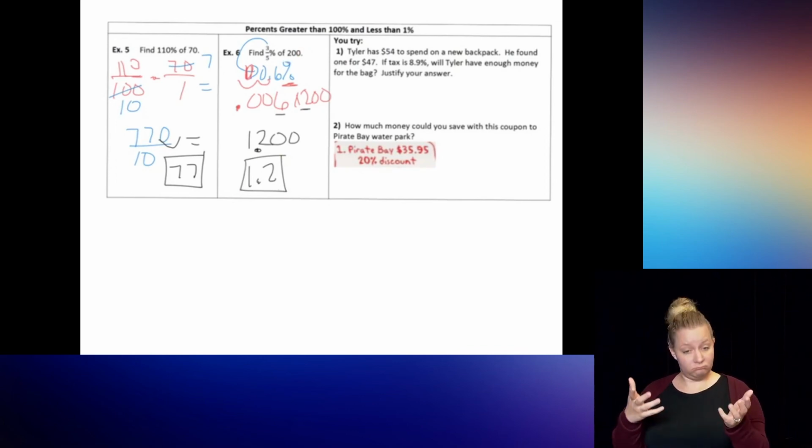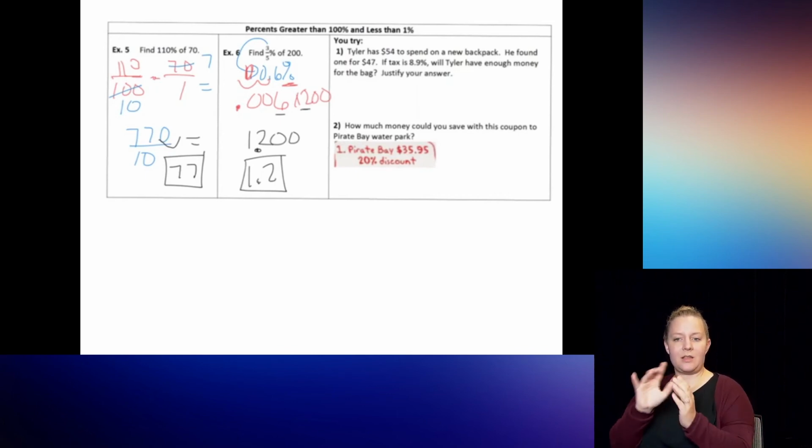Alright, so now it's your turn. You have some word problems to try applying this. It shouldn't be anything different than what we've already been doing with you. Just try to apply these skills to a real life setting. Push pause, and once you've worked them out, come back and check yourself.